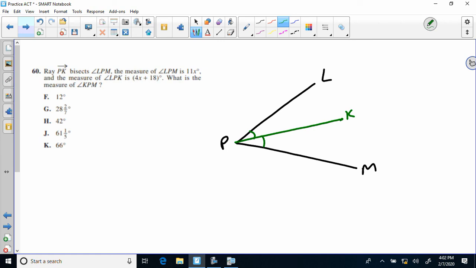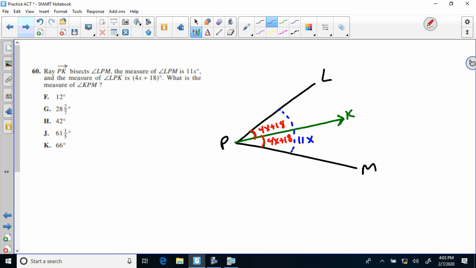Because it said ray PK bisects angle LPM. It says the measure of LPM is 11x. So LPM, this whole big thing, is 11x. And the measure of LPK is 4x plus 18. So this little one right here is 4x plus 18. What is the measure of KPM? So if I know these two angles are the exact same measure, because PK bisected my angle, that these two guys right here are the same, this one has to be 4x plus 18 as well. I have no option because they were cut in half. They have to be equal.